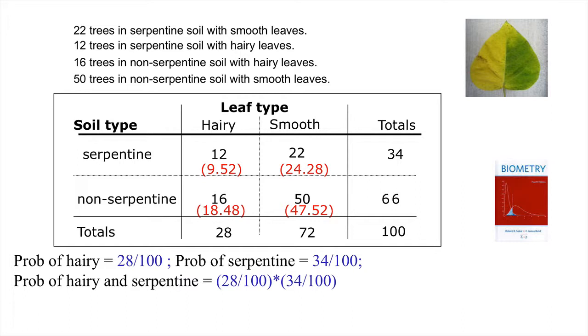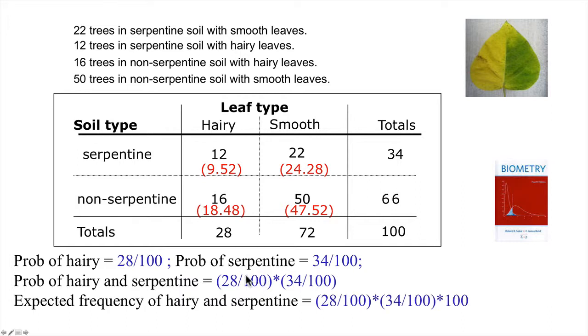What about the frequency? Well, we need to work out this probability times 100 to give us our expected frequency. And what we'll see here is that each of these expected values can be derived simply by multiplying the row total by the column total divided by the overall total, and that will give us each of these different values here for the expected, assuming that the types of classification are entirely independent of one another.